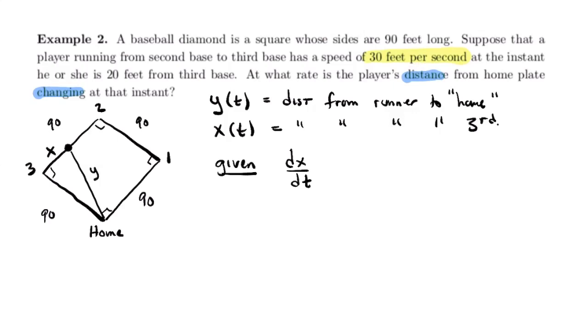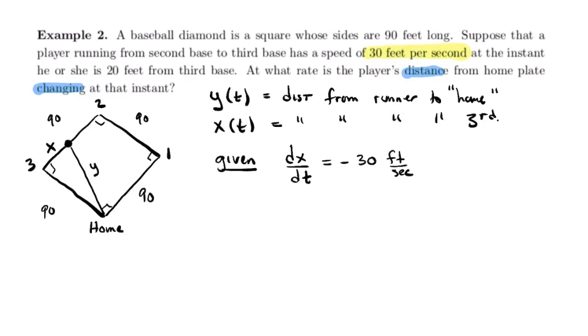But be a little bit careful here. Watch what I write. I'm going to write that dx/dt is negative 30 feet per second. You might be asking yourself, why the negative sign? Well, that's from the context of the problem. It's negative because x is decreasing. As this runner runs towards third base, the distance I've labeled there called x is getting smaller.